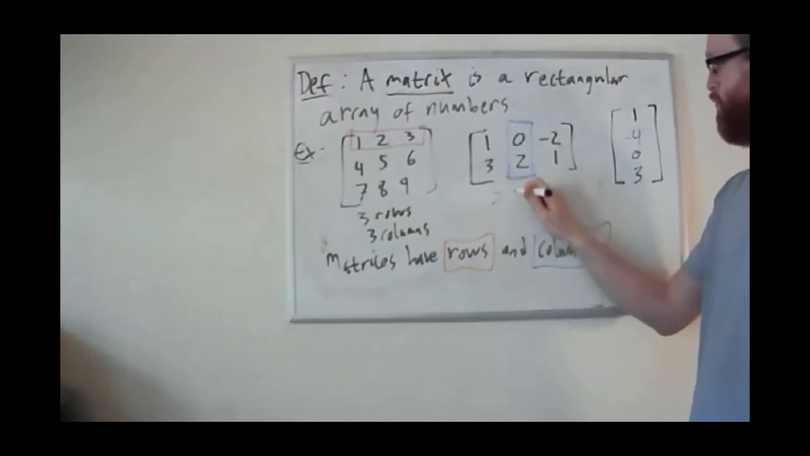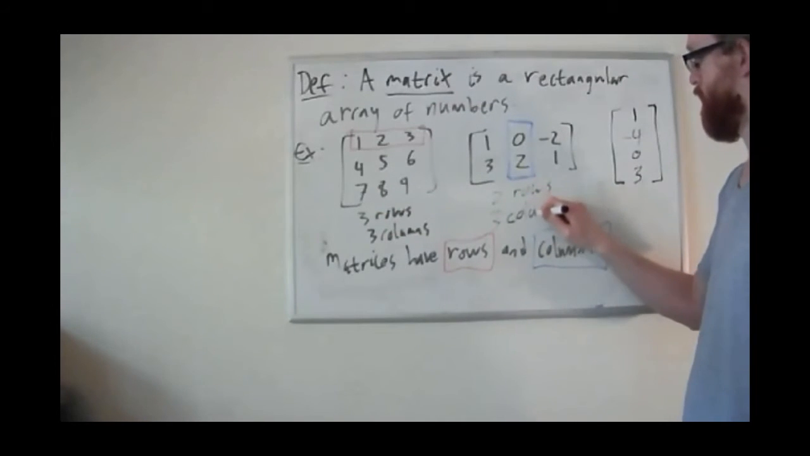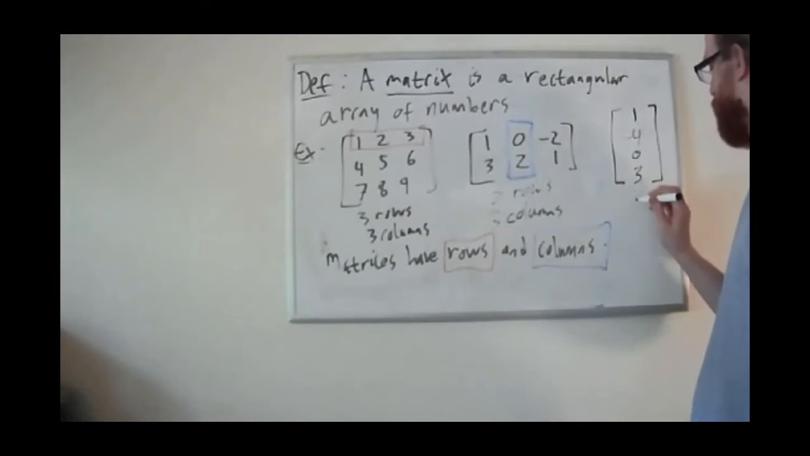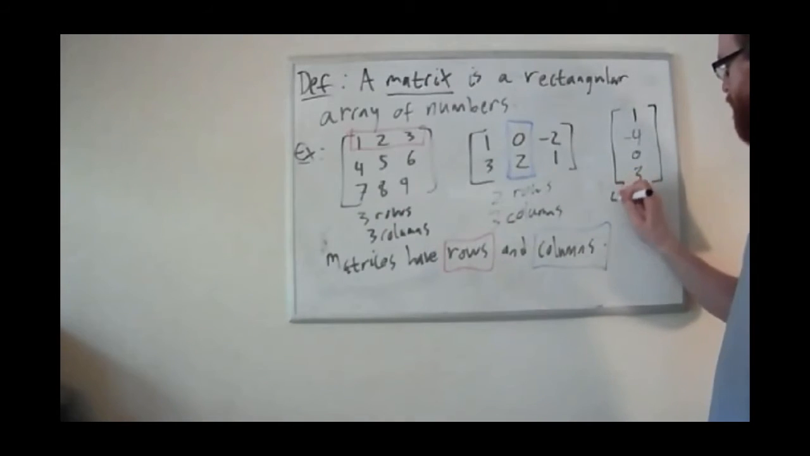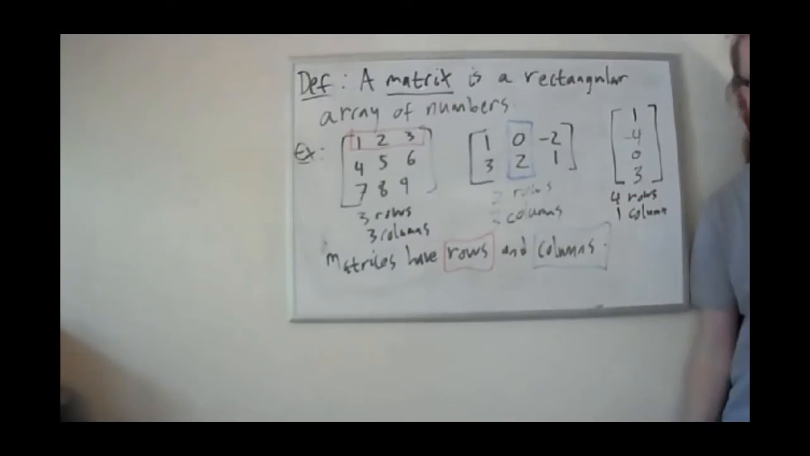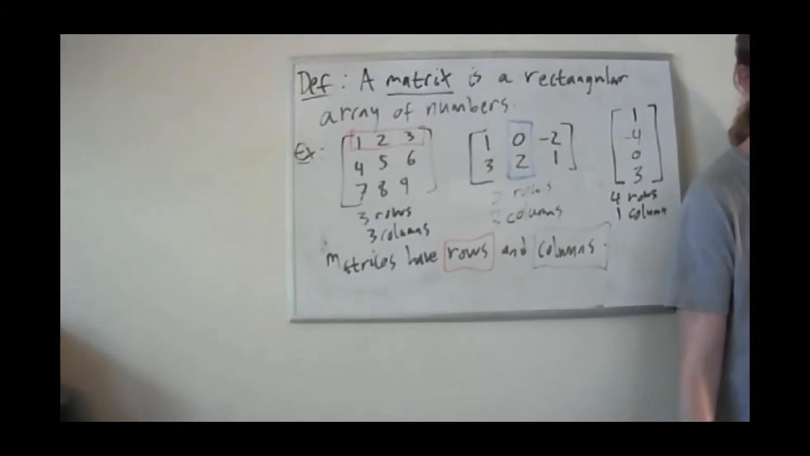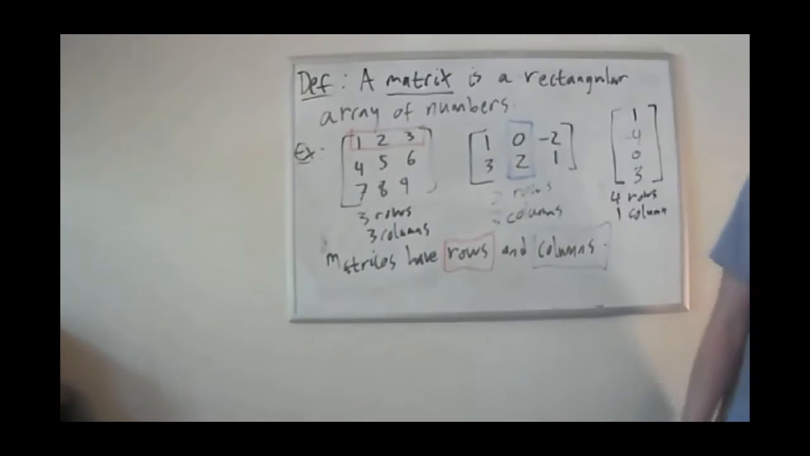This one has 2 rows and 3 columns. And this one has 4 rows, but only 1 column. Sometimes they'll just have 1 column, or it could have 1 row. Those will be some special kinds of matrices that we'll talk about later.